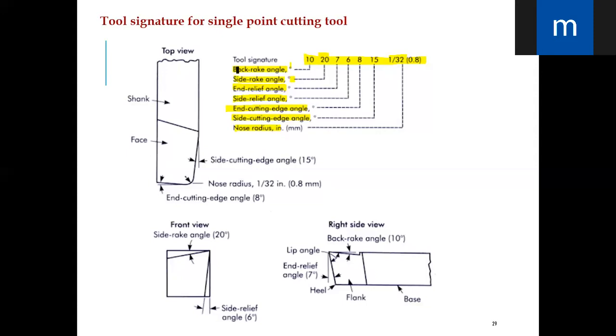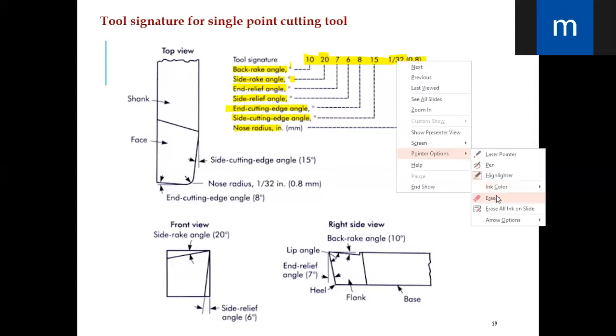Yes? 1/32. Sir, I did not understand what the 0.8 in the bracket means, the radius after 1/32. Actually, 1/32 is mentioned in inches, and I need to remove it. This is confusing you. Forget about this 1/32. Okay sir, 0.8 degree? Yes, the nose is 0.8 mm. Yes, nose radius is in mm.